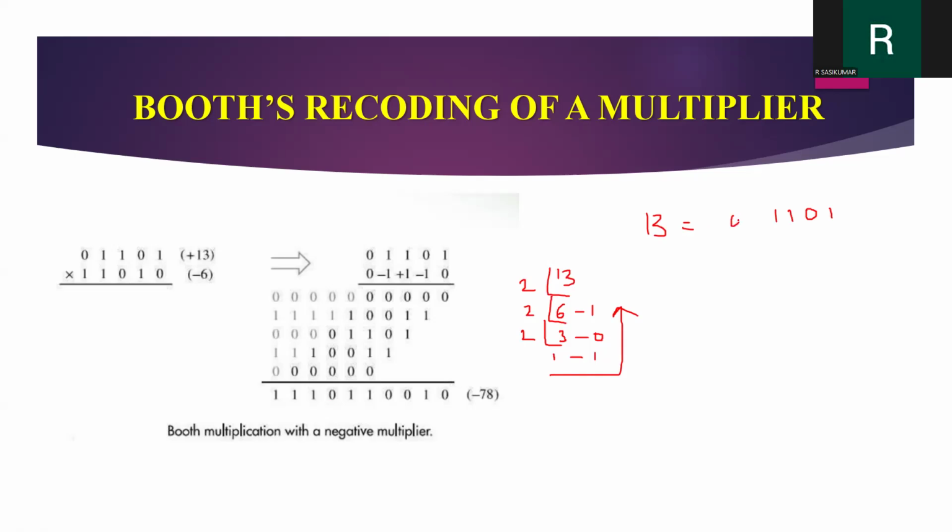This is a positive number, so you represent it with 0. This is called the sign bit.